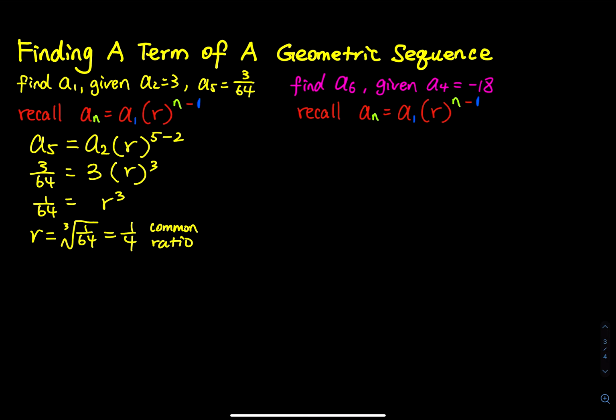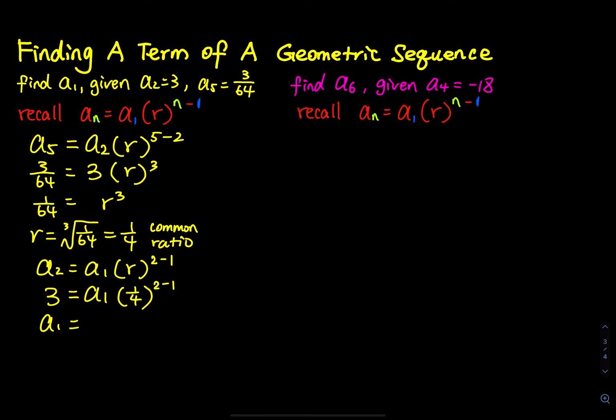Now we can find a_1. We are going to use the formula again. This time we are using a_2 equals a_1 times r raised to n minus 1. We know that a_2 equals 3. We don't know a_1, that is what we are trying to solve for, and r is 1 over 4. So this time we know what r is, and n minus 1 will be 2 minus 1. So 3 equals a_1 times 1/4. All you have to do is multiply both sides by 4, then a_1 equals 12. That is the answer to the first problem.